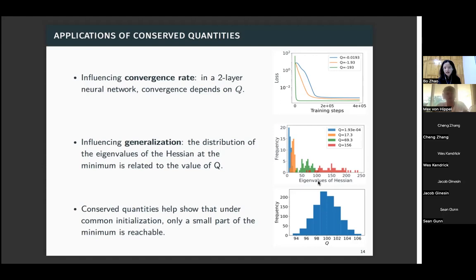In reality, the value of Q can be taken from negative infinity to infinity. So one way to see why common initializations are effective is that they restrict the range of conserved quantities to a small range. Whether this is desirable or not is not clear from this small experiment. But conserved quantities do help to show the effect of some initializations.